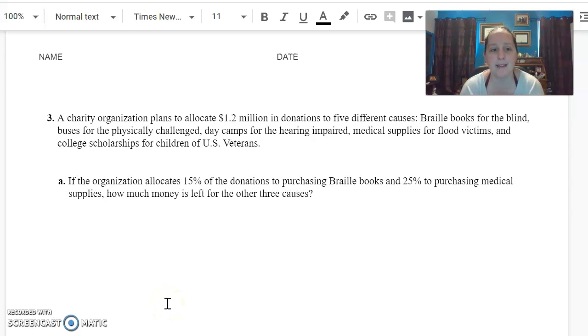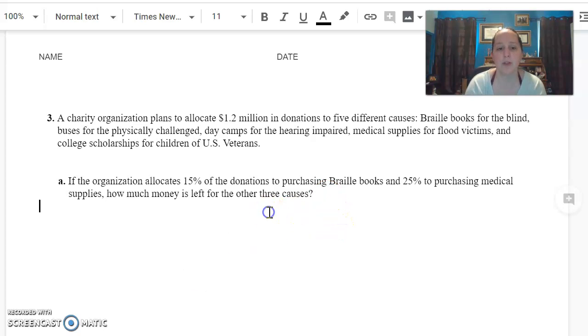All right, for the last portion of this, we have number 3. A charity organization plans to allocate $1.2 million in donations to 5 different causes: Braille books for the blind, buses for the physically challenged, day camps for the hearing impaired, medical supplies for flood victims, and college scholarships for children of U.S. veterans. Letter A asks if the organization allocates 15% of the donations to purchasing Braille books and 25% to purchasing medical supplies, how much money is left for the other 3 causes?